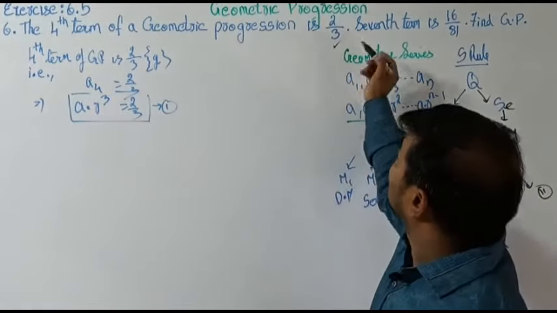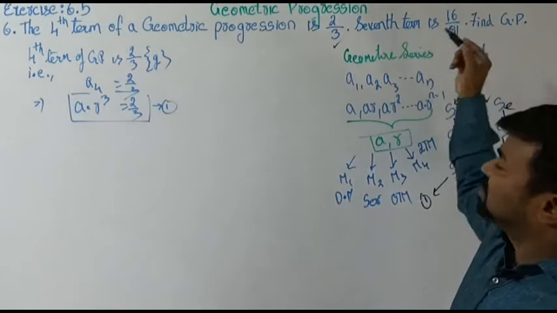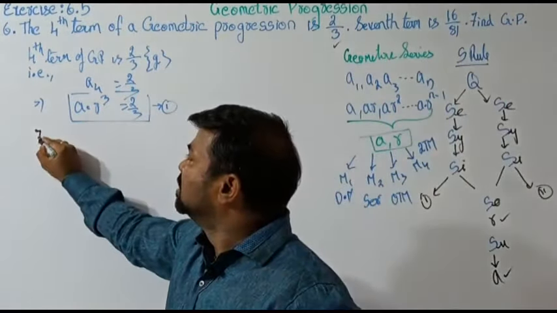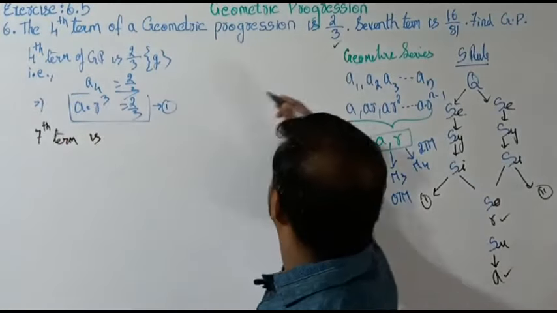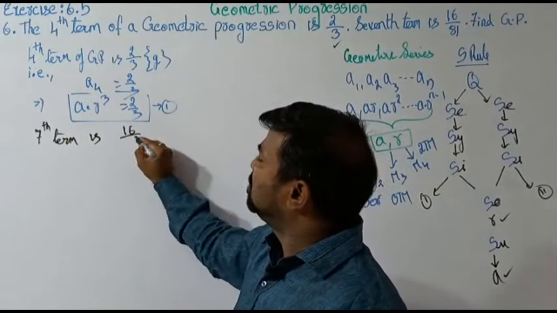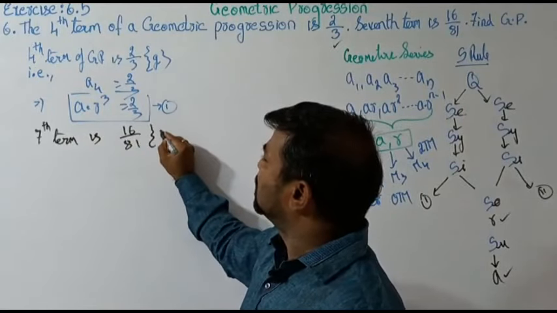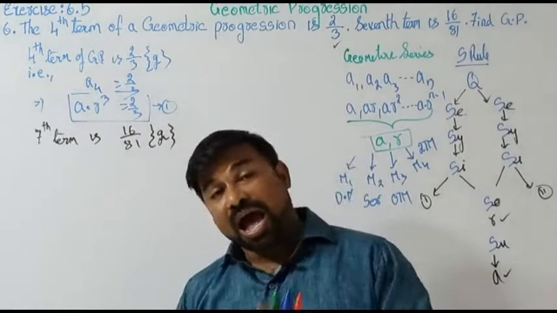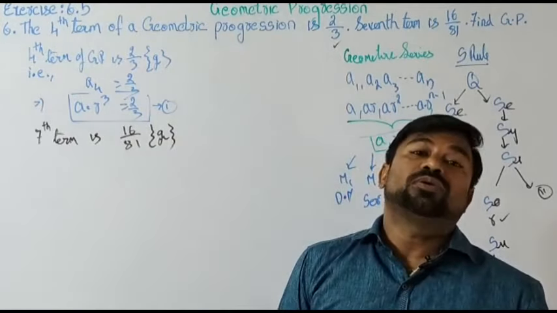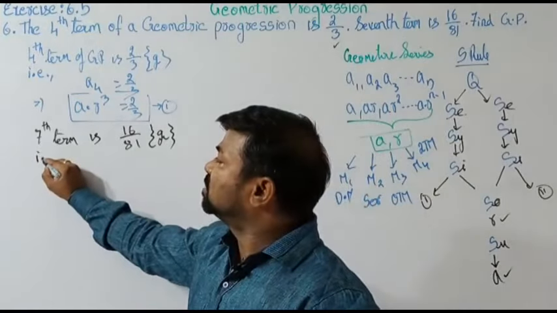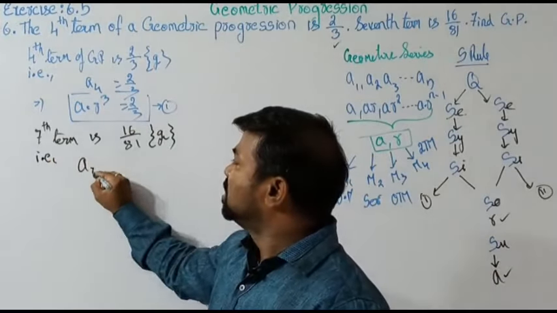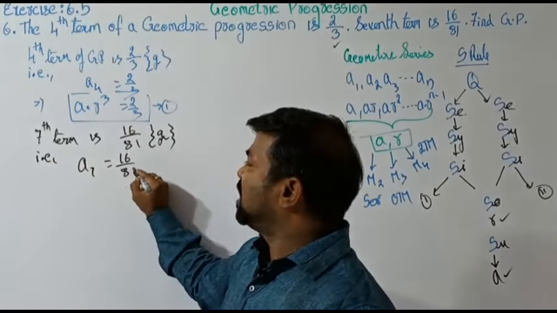Let me work on that. So what does he say? The seventh term is 16 by 81. This is what he has given. Again from the question, we got the sentence, which you write in terms of symbols: the seventh term, A7, is equal to 16 by 81.